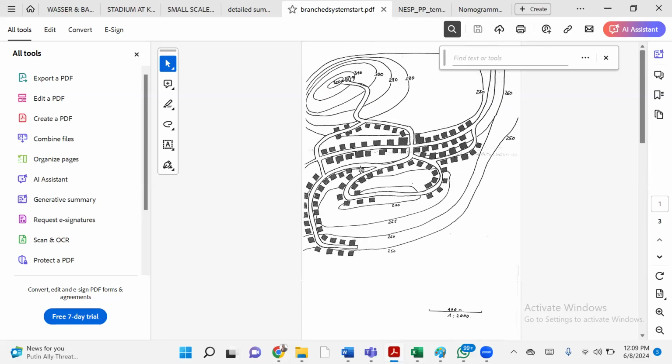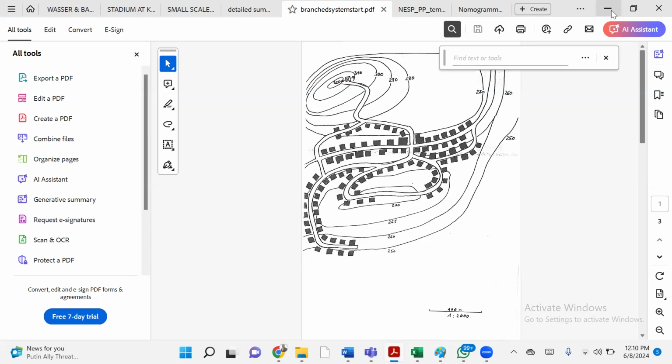I'll count it for you. 1, 2, 3, 4. Here is empty land, but I will assume another 4. 1, 2, 3, 4. So 8 houses are connected to node 6.